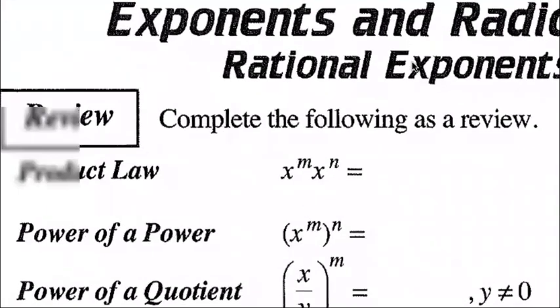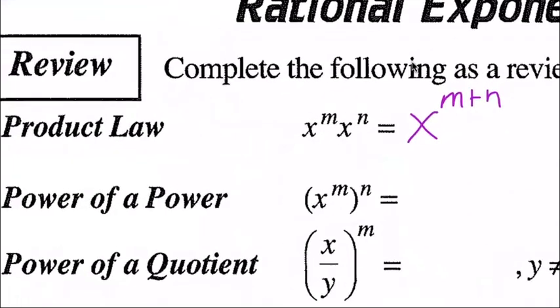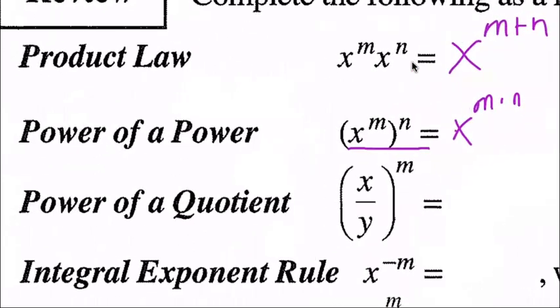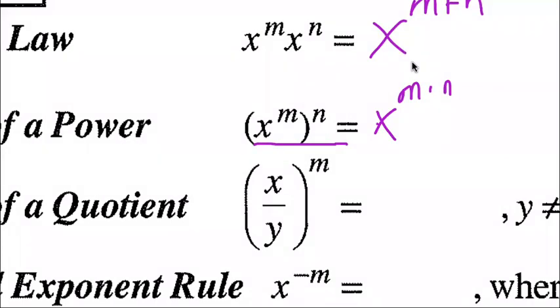Product law: x to the power of m times x to the power of n is equal to x to the power of m plus n. We add the exponents. Power of a power law: x to the power of m, to the power of n, is x to the power of m times n. We multiply those exponents. Power of a quotient law: x over y all raised to the power of m is x to the power of m all over y to the power of m.